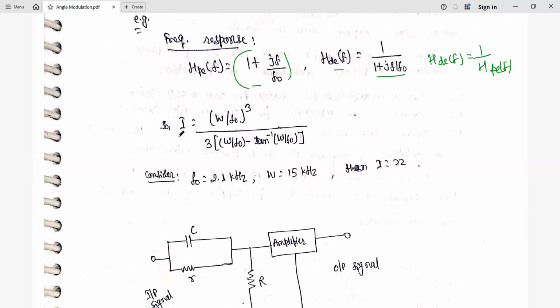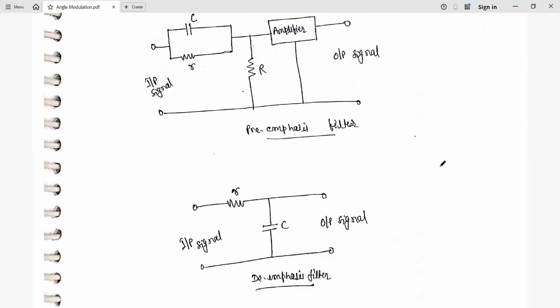So finally, the improvement is (W by f naught) whole cube divided by 3 times the bracket of W by f naught minus tan inverse of W by f naught. If you consider a particular condition where f naught is 2.1 kilohertz and W is 15 kilohertz, then this improvement is about 22. So that is the advantage of pre-emphasis and de-emphasis.